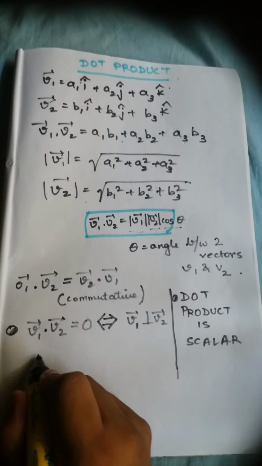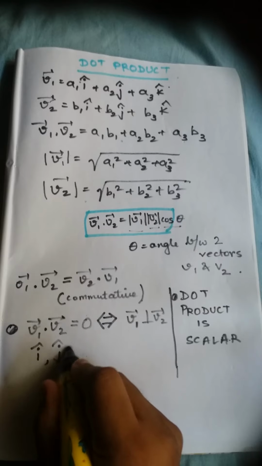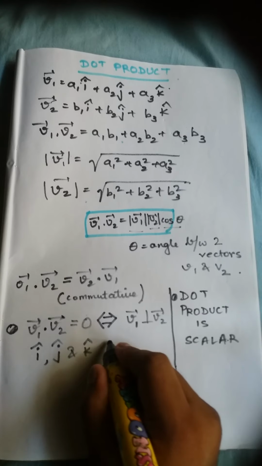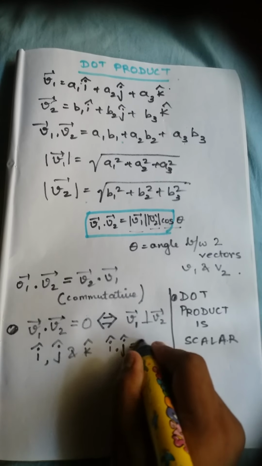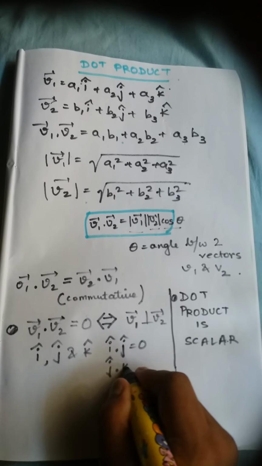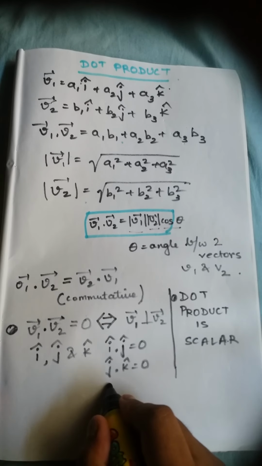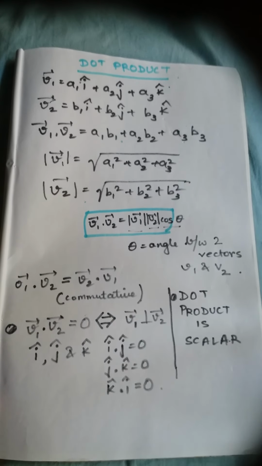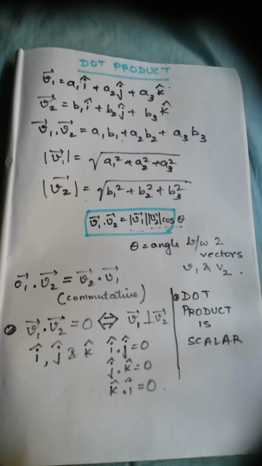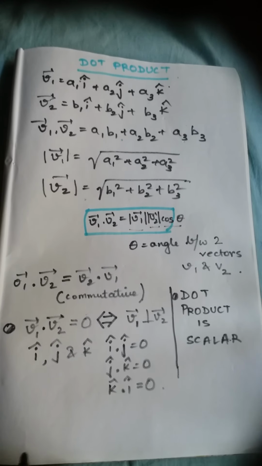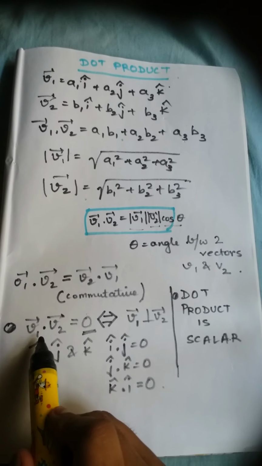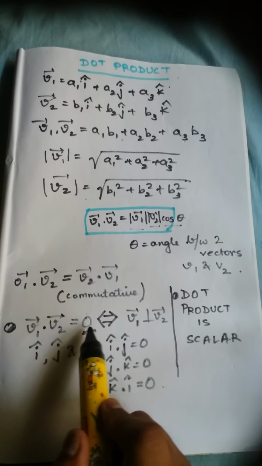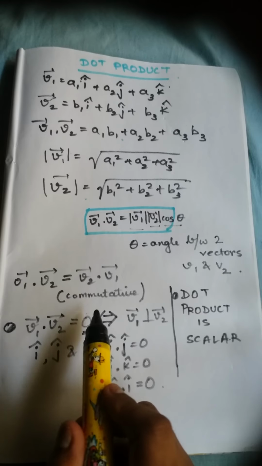So we know that i, j and k cap are all mutually perpendicular to each other. So i dot j is equal to 0, j dot k is equal to 0, and k dot i is also equal to 0. Now why is this 0? This is because it is equal to mod v1 times mod v2 times cos of 90 degrees. Now we all know cos of 90 degrees is 0, so the entire thing becomes 0.